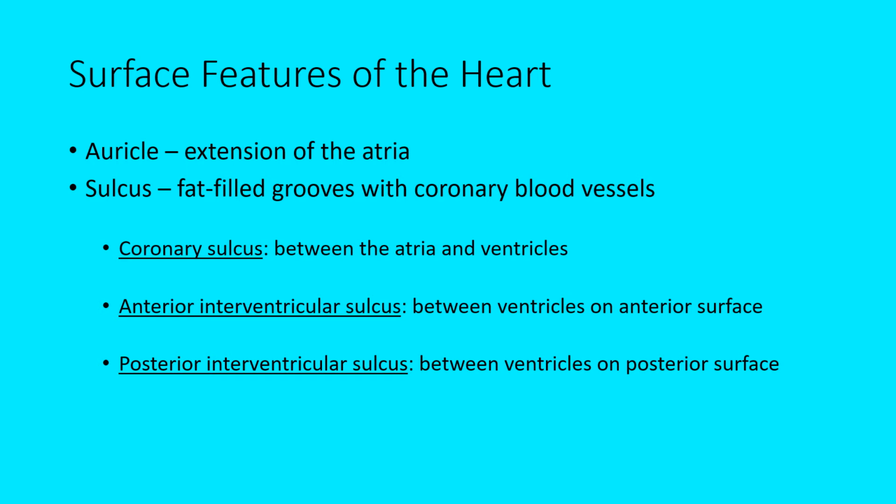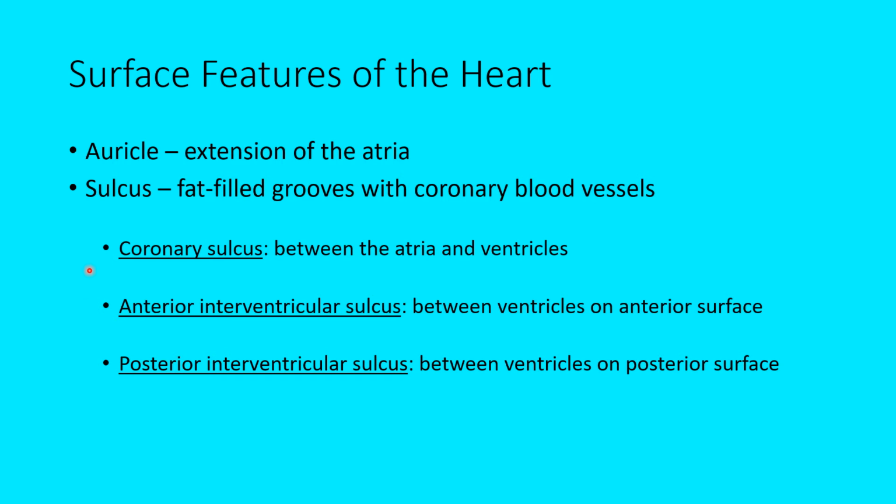The auricles are extensions of the atrium. They look like these little flaps when you look at the surface features of the heart. And then these are grooves. There's usually fat around them, and that's where your coronary blood vessels typically will lie. The coronary blood vessels are the ones that are supplying the heart muscle itself. The cardiac muscle needs a good supply of blood, it needs nutrients, it needs oxygen. So it has to have its own blood vessels supplying its needs. Those blood vessels are often lying in these grooves, the sulcus.